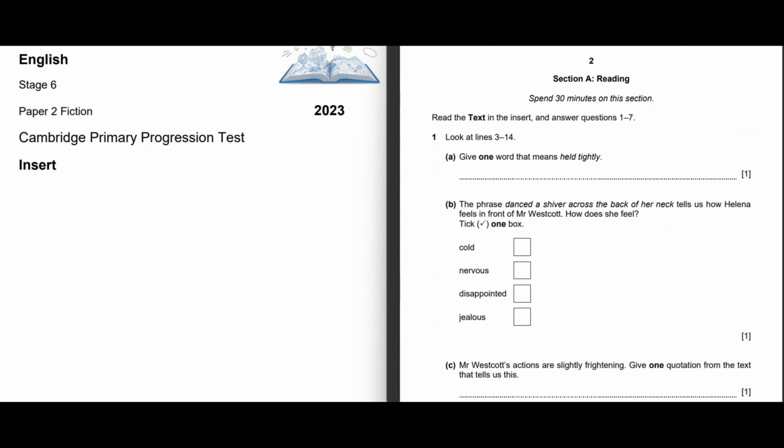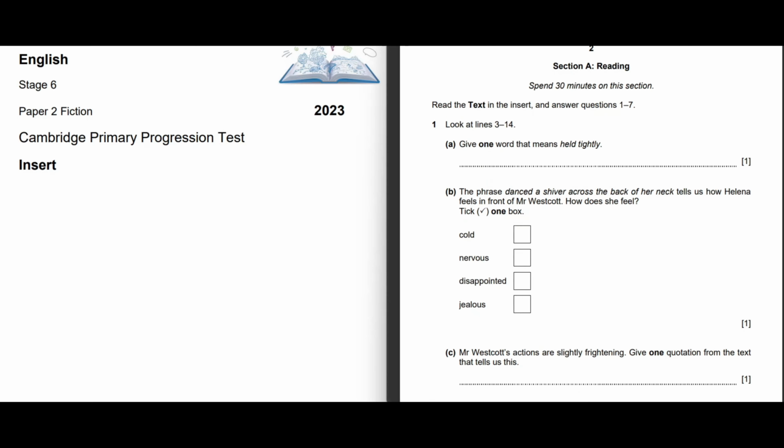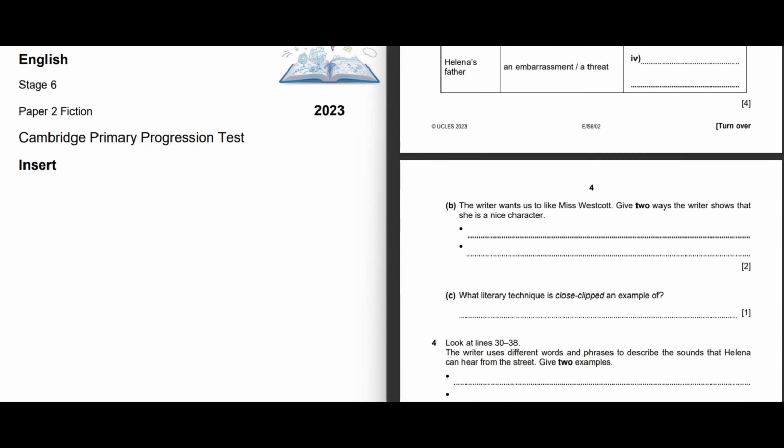Section A is reading. We spend 3 minutes in this section. And another 30 minutes is for the writing section, Section B.